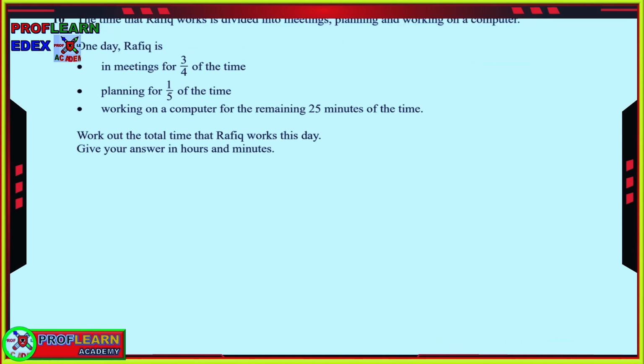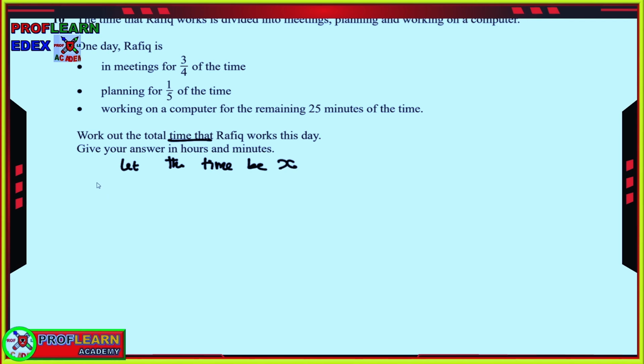Let's see what the next question is. You can see here is a question to do with fractions. You are told that the time Rafik works is divided into meetings, planning, and working on a computer. One day Rafik is in a meeting for 3/4 of the time, planning is 1/5 of the time, and working on the computer took 25 minutes. Let the total time that Rafik works be x, so that we can express each fraction in terms of x.